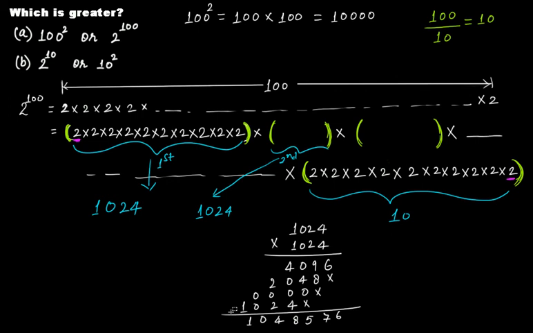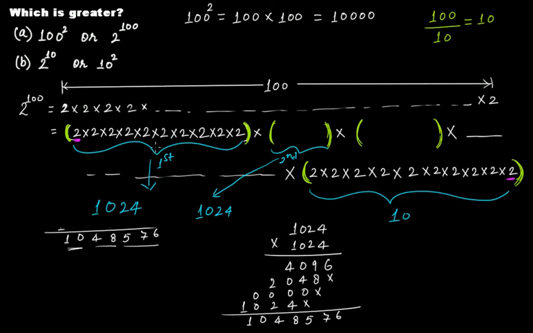Let me write it here. So we get this number. We get what? So this is 100,000, 10,000. We get 10,48,576. This is 10,000. This is 10,48,576, and that too when we have just multiplied two groups, only two groups, right?